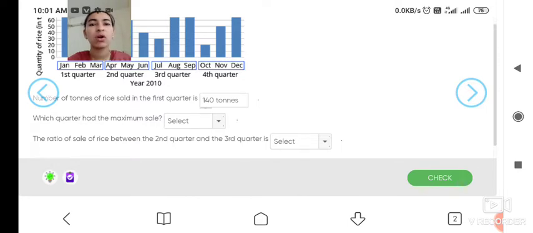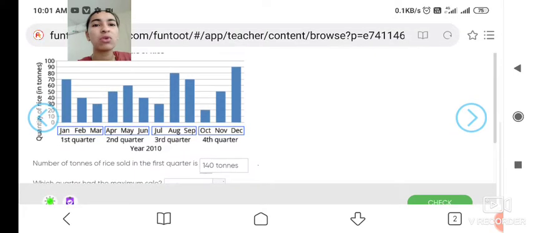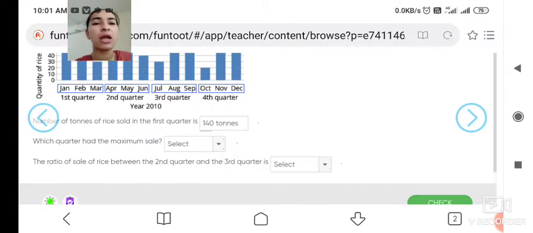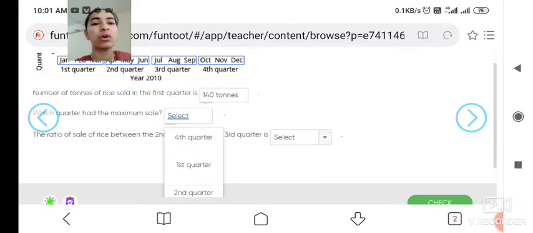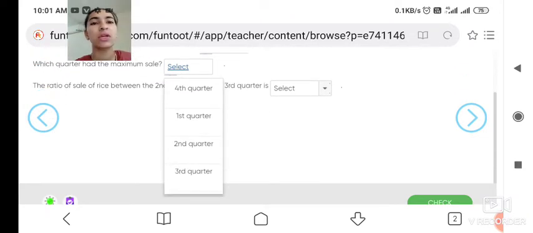Now which quarter had the maximum sale? We have to count all the quarters first. In the first quarter it is 140, in the second quarter how much, in the third quarter how much, in the fourth quarter how much. You have to write in your notebook. Take your notebook, write that. And you have to select which quarter had the maximum sale: the fourth quarter, first quarter, second or third. You have to tell me the answer, okay students.